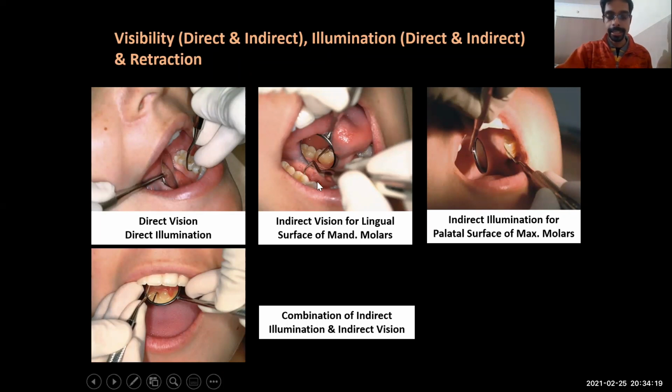This is indirect vision, means we see the surface in the mirror for the lingual surfaces of the lower molars. Now, this is the indirect illumination, means the light from the chair is coming onto the mirror and the mirror is reflecting to our working area. This is indirect illumination. And this is the combination of indirect illumination and indirect vision.